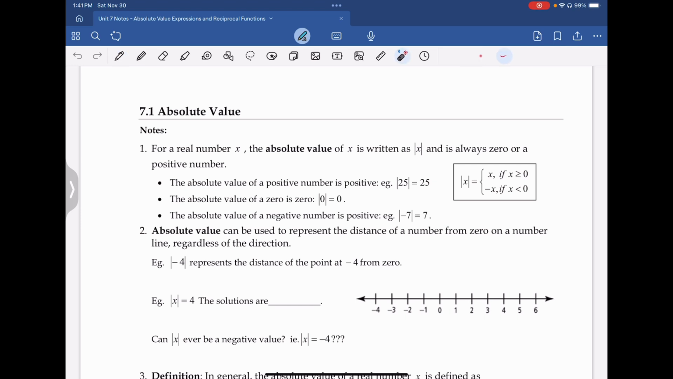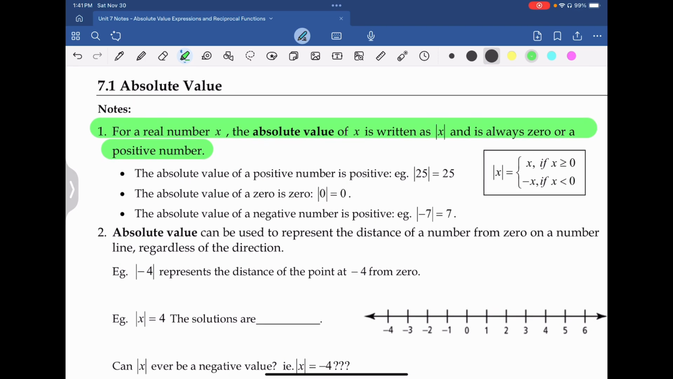Now, to break into this, we're going to look at this and say, well, for any real number x, the absolute value is always written with these vertical bars on the outside of the x, representing that it's always zero or a positive number. And that's something really important to note, that regardless of what real number we put in there, it's either going to be zero if it was just zero itself, or it's going to be some sort of positive value.